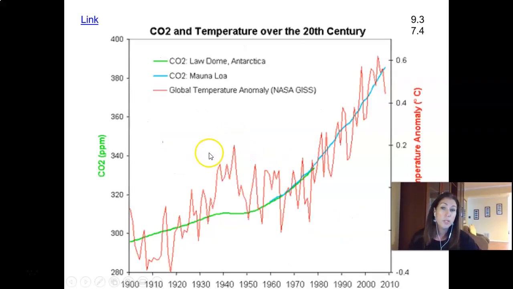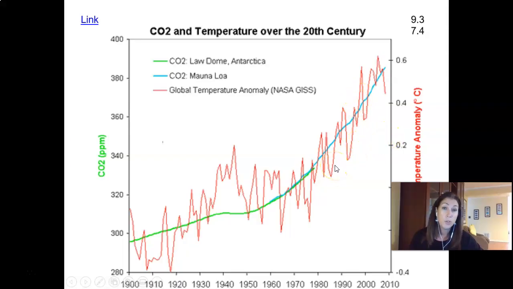Now, the reason why we focus on CO2 is because here is our CO2 line, the green and into the blue. And while our temperature does fluctuate, it is difficult to not see the link between an increase in CO2 and an increased trend in our temperature.